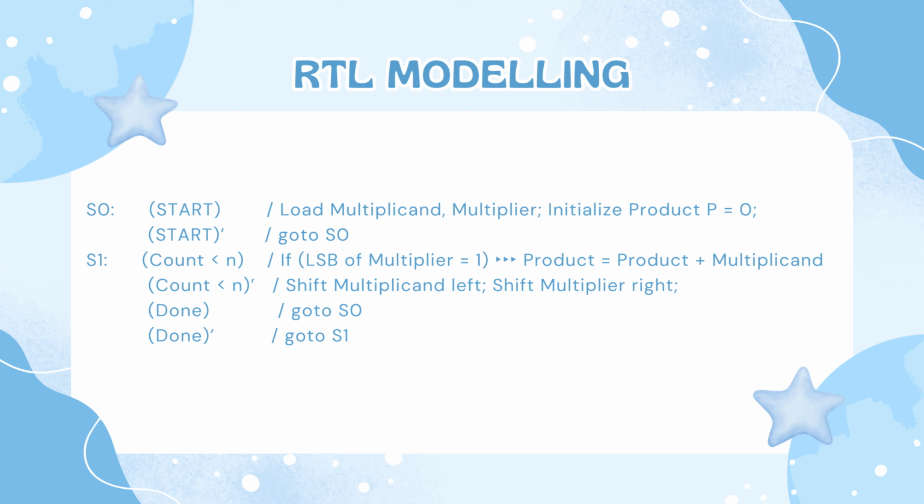Next, S1, or state 1. If the least significant bit of the multiplier is 1, add the multiplicand to the product. Shift the multiplicand to the left and shift the multiplier to the right. Okay, in done, if the count reaches the bit width, transition to S0. Otherwise, repeat S1.